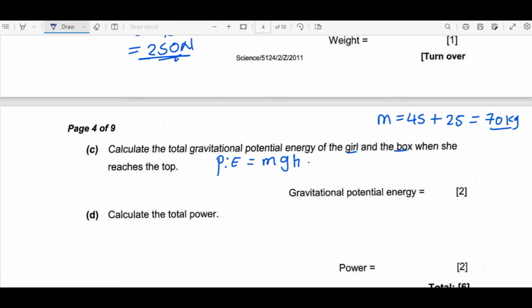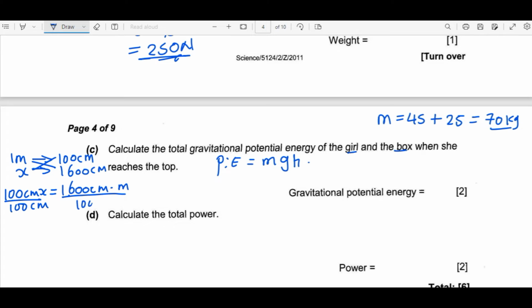convert. So we know that 1 meter is equivalent to 100 centimeters. Now what is 1,600 centimeters in meters? So we just cross multiply. So we have 100 centimeters times x is equal to 1,600 centimeters multiplied by 1 meter. So to summarize, whenever you are converting from centimeters to meters, just divide by 100. So the height in meters is 16 meters. So that is the one that we are going to use.